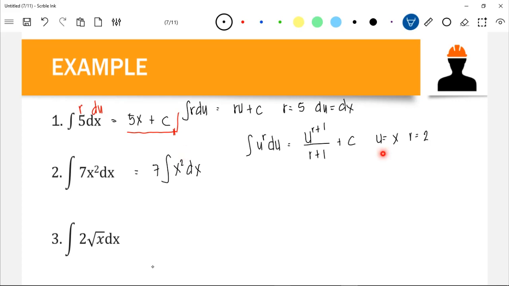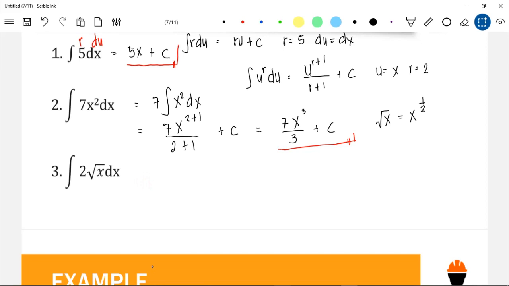So therefore, we use these values and substitute in this form. We have u raised to r plus 1 over r plus 1. We have u here, that's x. But take note, we have 7 outside of the integral, so copy 7. Then u is equal to x. Then r plus 1, our r is 2, so 2 plus 1 over 2 plus 1, plus c. And that gives us 7x raised to 2 plus 1, that is 3, over 2 plus 1, that is 3, plus c. So this is now the integration of 7x squared dx. This is now your final answer.